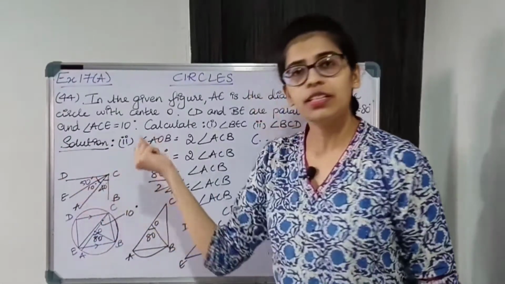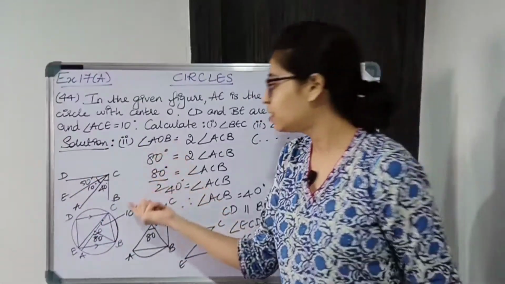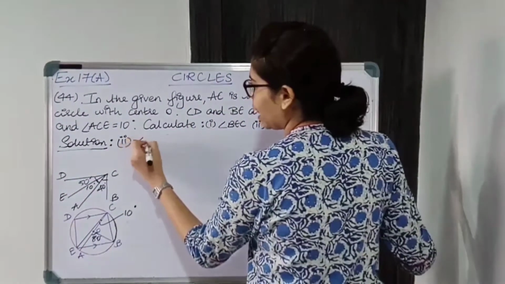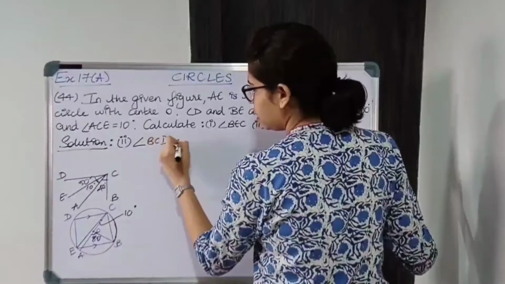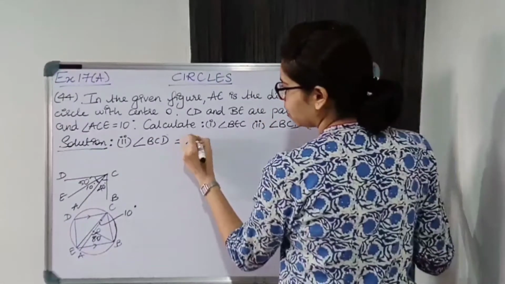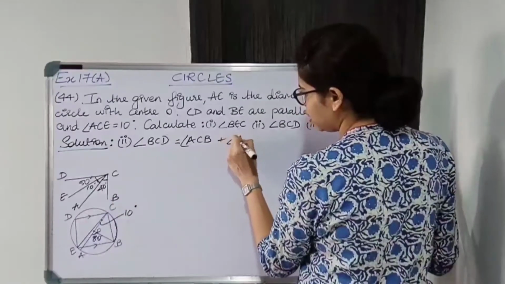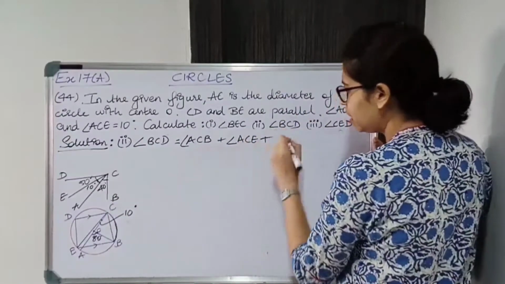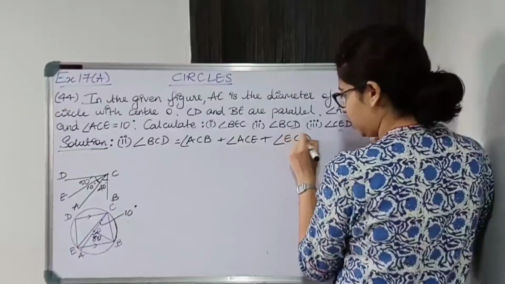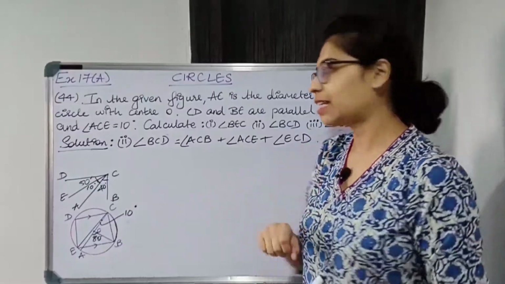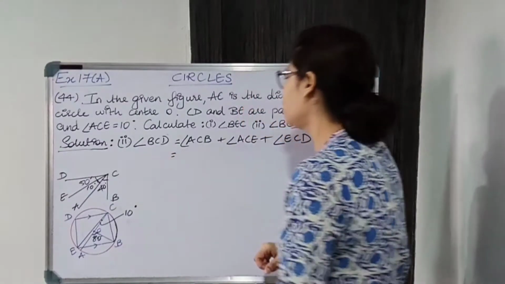So let us add all these three angles and therefore we'll get angle BCD. So angle BCD is equal to angle ACB plus angle ACE plus angle ECD. Okay, you can write down angle addition property. Okay, this is angle addition property.